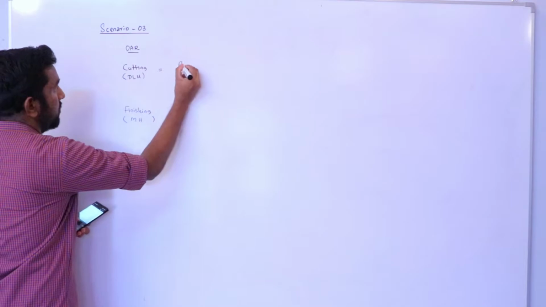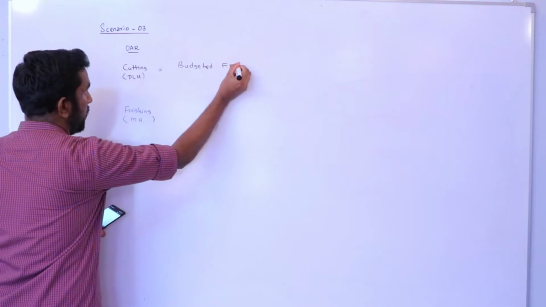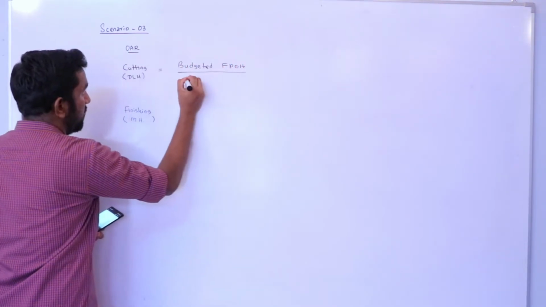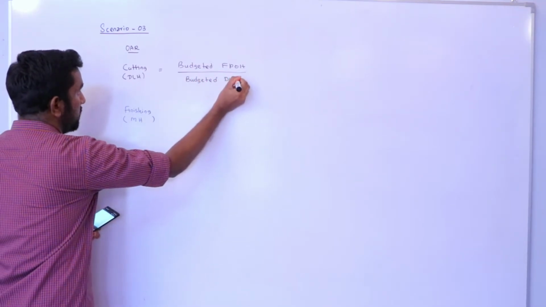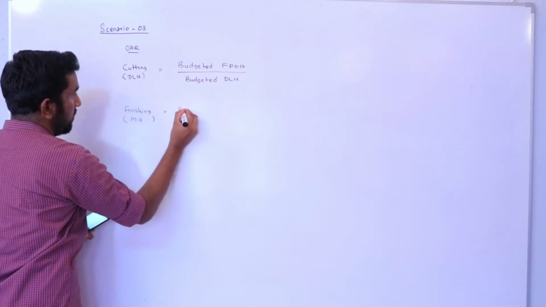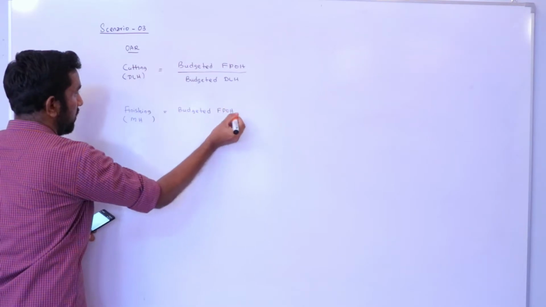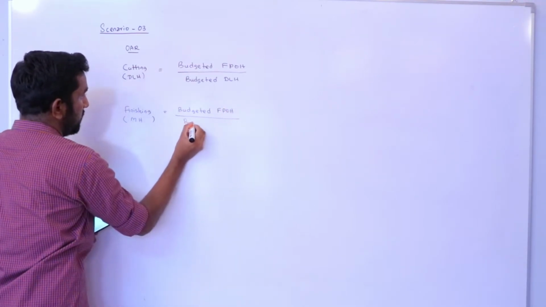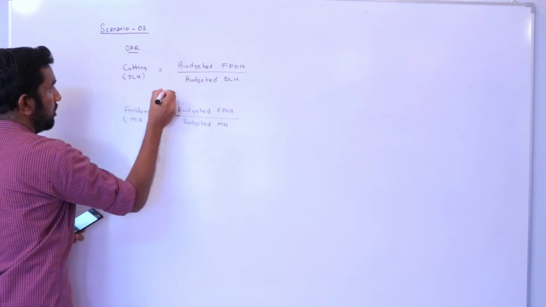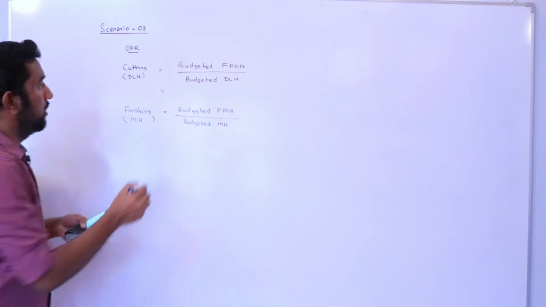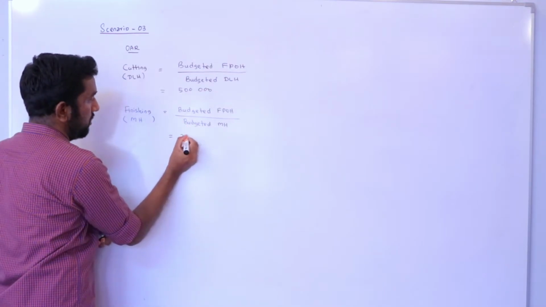So the equation is budgeted fixed production overhead divided by budgeted direct labor hours. For the finishing department, budgeted fixed production overhead divided by budgeted machine hours. So what is the budgeted fixed production overhead? It is 500,000 and here it is 300.